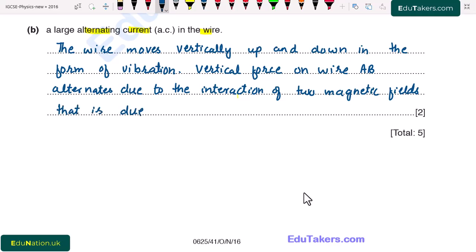Due to alternating current passing in the wire and due to U-shaped magnet.